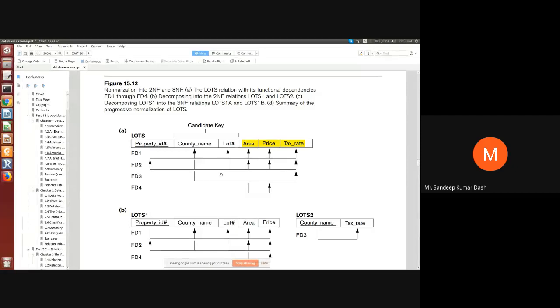Tax rate should have been dependent on both county name and lot number to qualify as a full functional dependency, but it is only dependent on county name. So this is a partial functional dependency. Fine. So this is also not allowed. You have to reduce this somehow to attain 2NF. Now you see this one, whether this is allowed in 2NF or not. Because of this functional dependency, you cannot say that this particular relation is in 2NF.